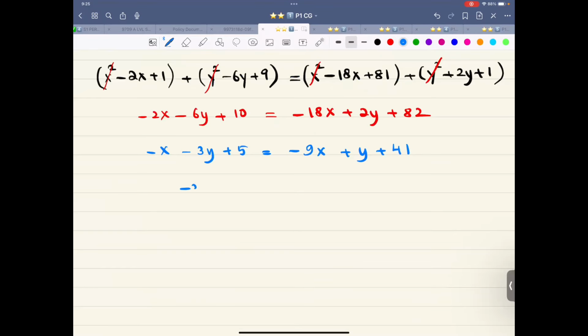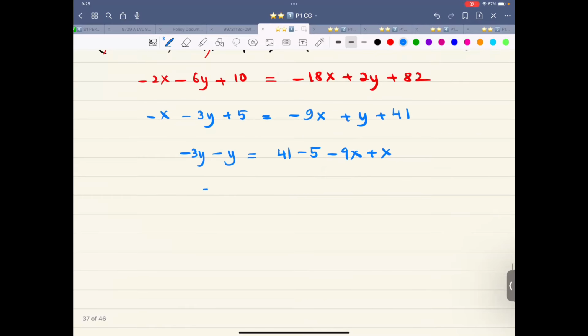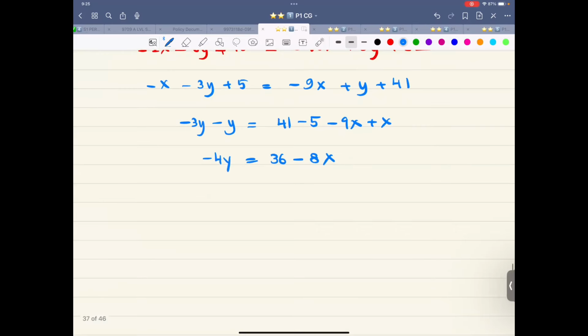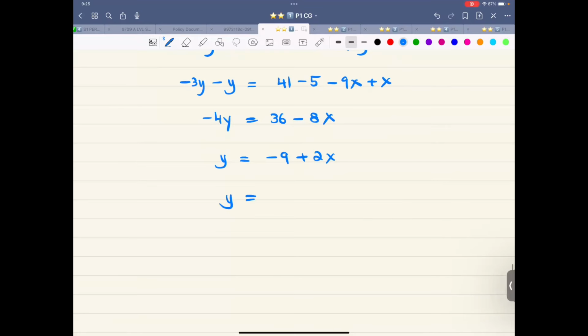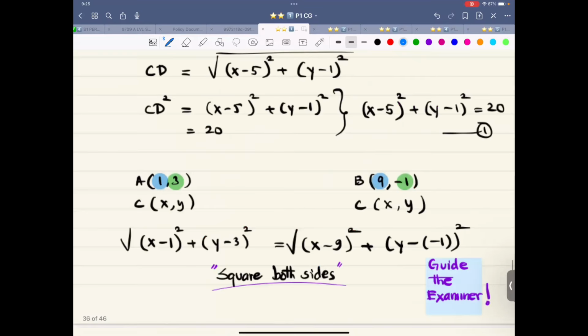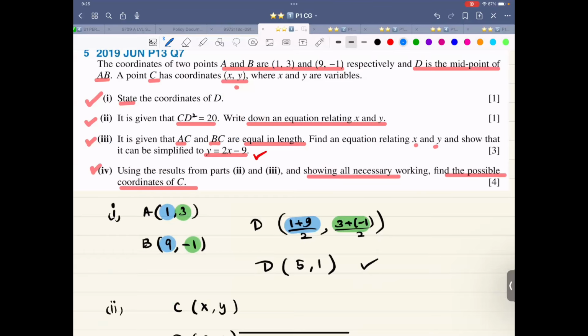So therefore, negative 3y plus actually negative y is equal to 41 minus 5, and this is negative 9x plus x. Negative 4y, this difference is 36, this is negative 8x. Divide by negative 4. So y equals negative 9 plus 2x. y is equal to 2x minus 9. Let me double check. All good.